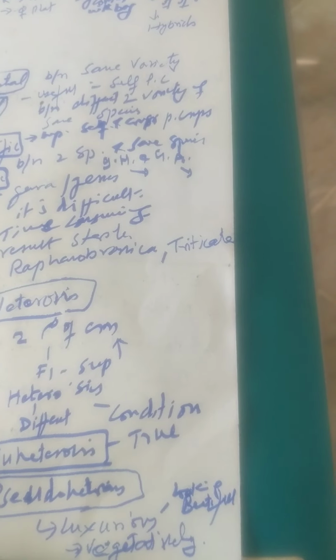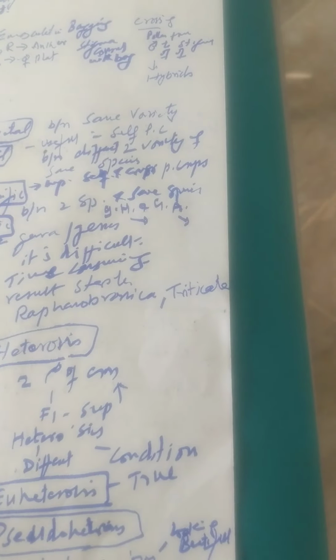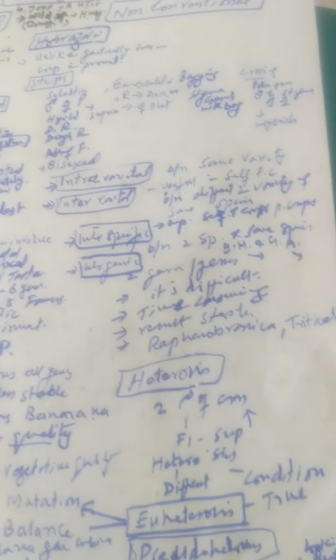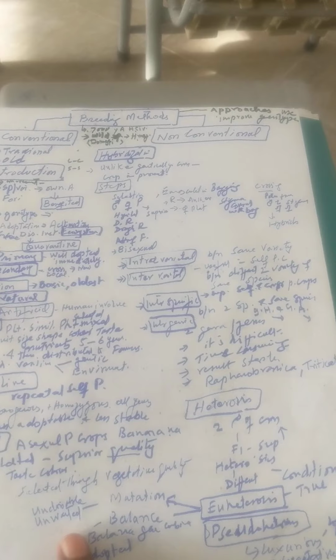Pseudoheterosis is false. It is also called luxuriance. Only the vegetative appearance is better than the parents. That is why it is called pseudo. Yield is lower than the parents.